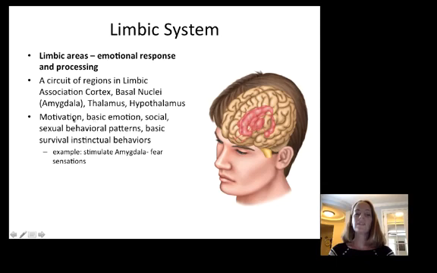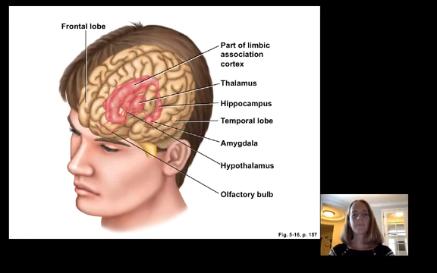And what we believe the limbic system is doing is affecting motivation, basic emotions, social behaviors, sexual behavioral patterns, basic survival and instinctual behaviors. For example, if you stimulate this part of the limbic system, or the amygdala, the patient experiences sensations that they will report as fear sensations. So really fascinating area, the limbic system.